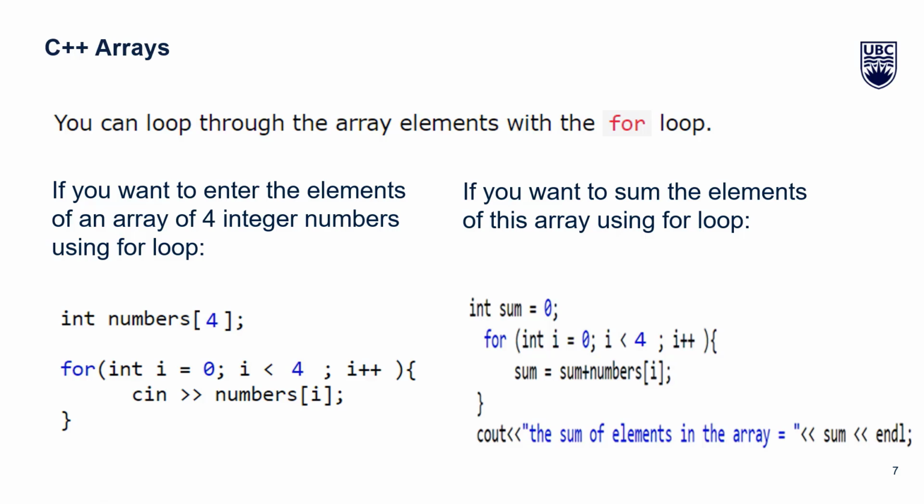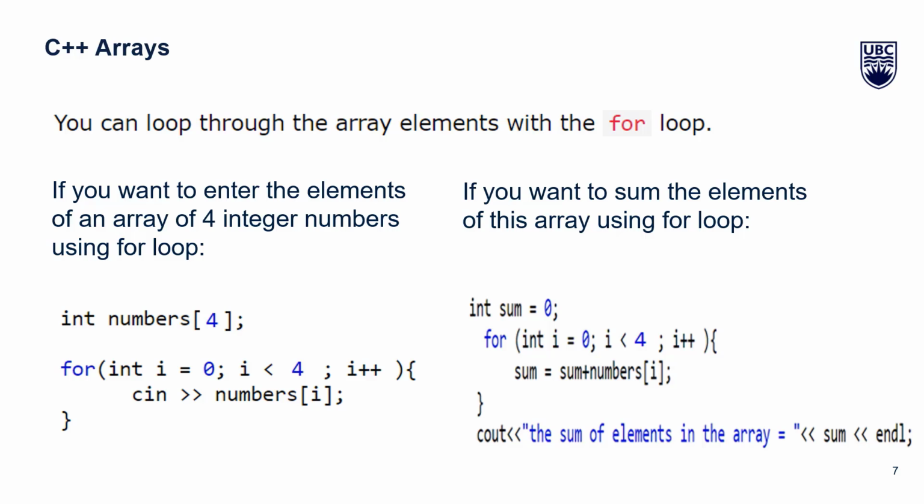1 is less than 4, so we will execute this block of code again. Now the value of sum is the value of the first element inside our array. We will add this value with the value of numbers of 1, which is the second element in our array. So we will add the first element of our array with the second element of our array. Sorry. So after that we will increment I, it will be equal to 2. 2 is less than 4, so we will add the value of sum. The value of sum is equal to the summation of the first element of our array plus the second element of our array. We will add this value with the value of numbers of 2, which is the third element of our array.